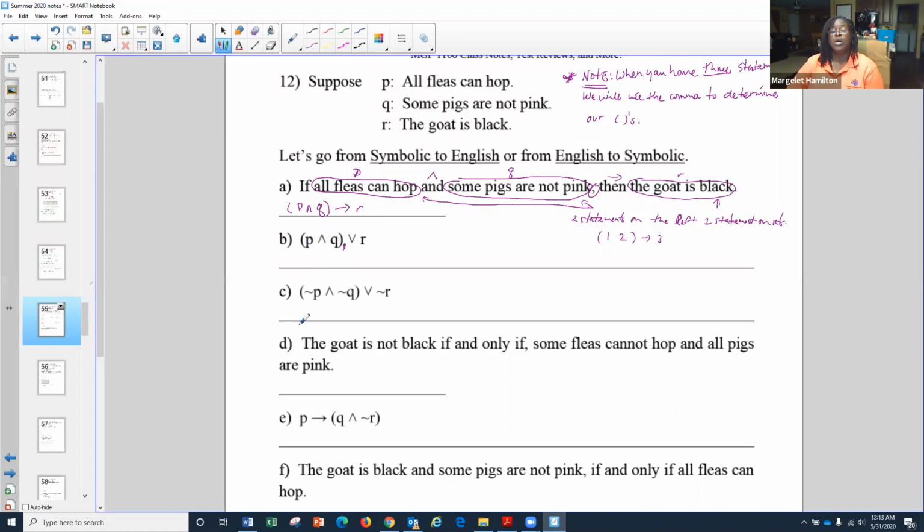So let's do it. P and Q. So P is all fleas can hop, and Q is some pigs are not pink. There's my comma, or, right, or my R is the goat is black.